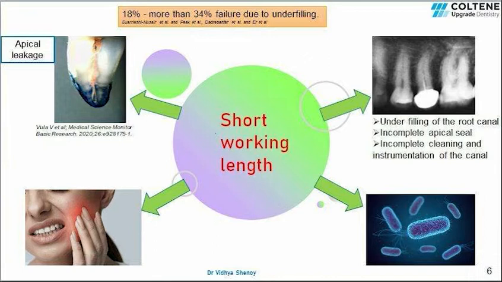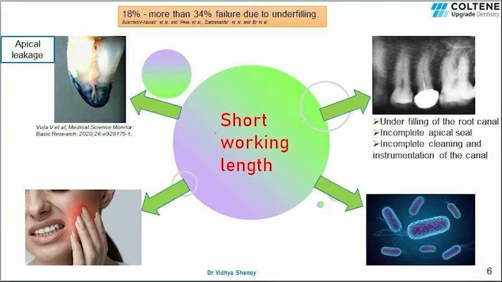So what are the consequences of short working length? First and foremost, it leads to incomplete cleaning and shaping of the root canal system. Because of this, the infected pulpal debris along with the microorganisms remain in the root canal system. So this can cause the patient to have pain. Second thing is that short working length will lead to short obturation. Because of this, there is incomplete apical seal and apical leakage can occur, as I've explained in the previous slide.